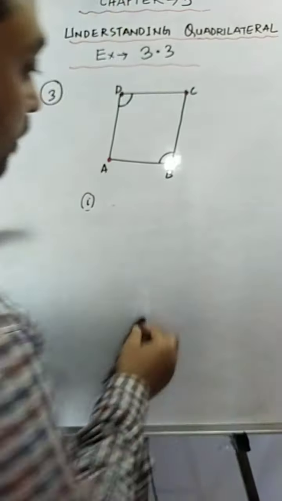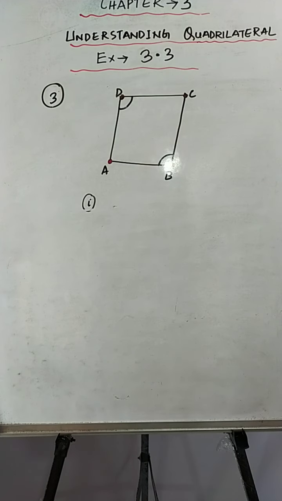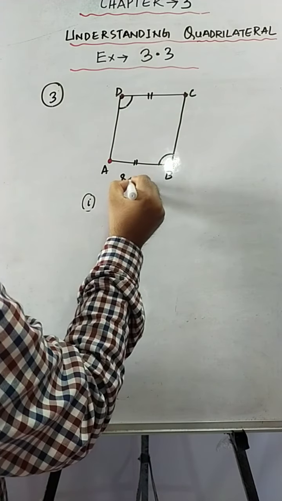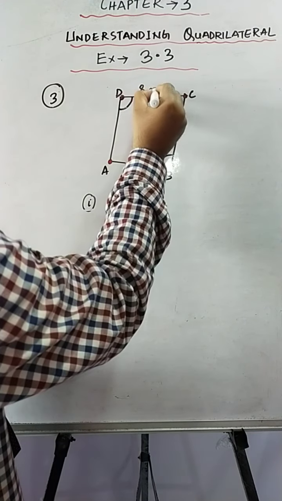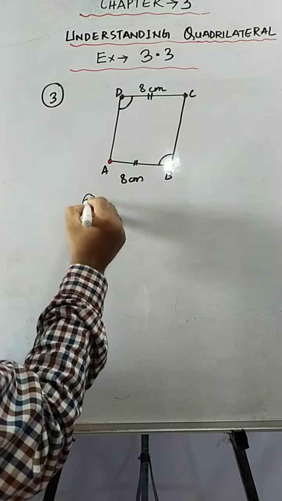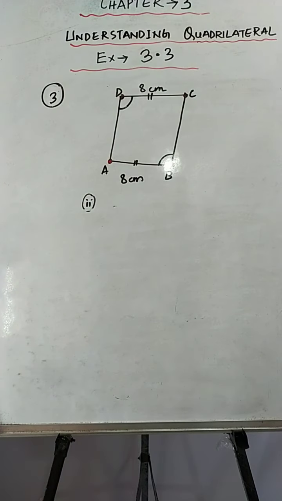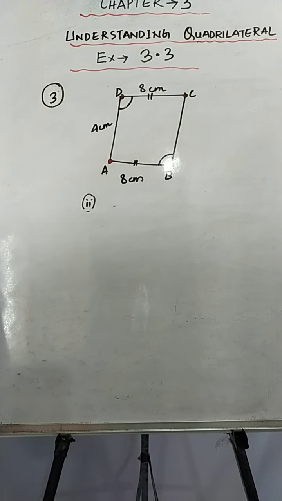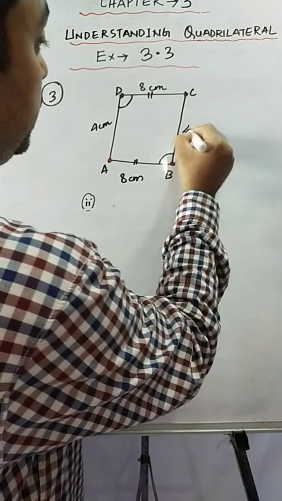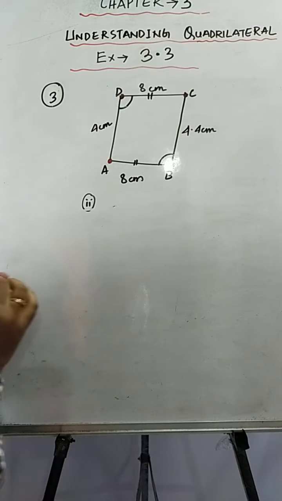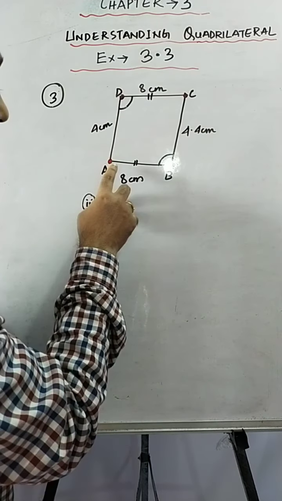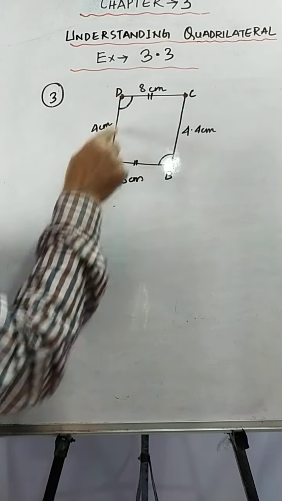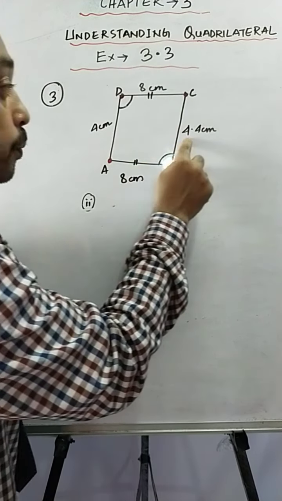Now, sum number 2 they have given, AB is equal to DC. AB is equal to DC. That is 8 centimeter they have given. 8 centimeter. So sum number 2. And AD is given 4 centimeter. AD is given 4 centimeter. And BC is given 4.4 centimeter. Now this is another condition they have given, that if AB is 8 centimeter, DC is 8 centimeter, AD is 4 centimeter and BC is 4.4 centimeter.